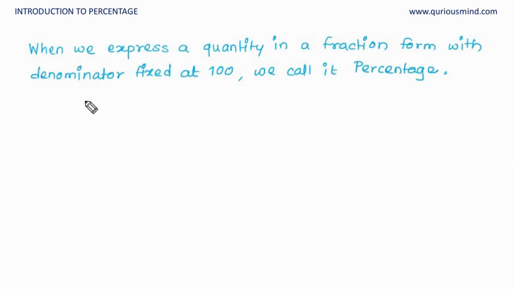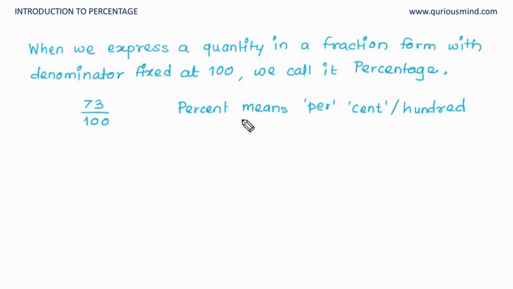For example, if I have 73 upon 100, I call it 73%. So why percent? Because percent means per cent. Cent means 100. That is per 100. And we use this symbol to represent percentage.